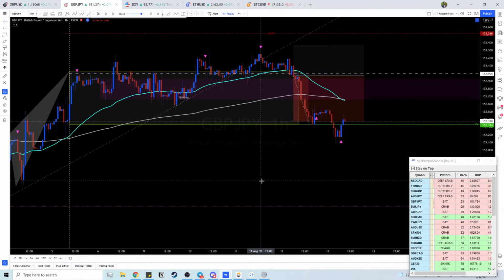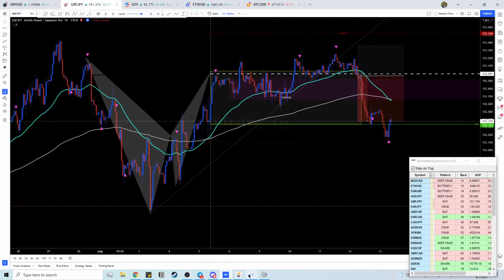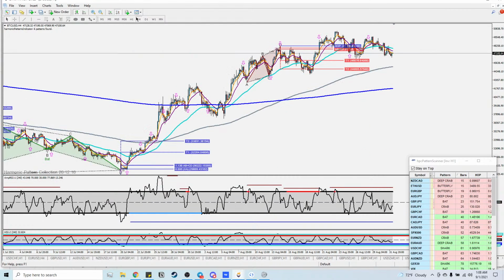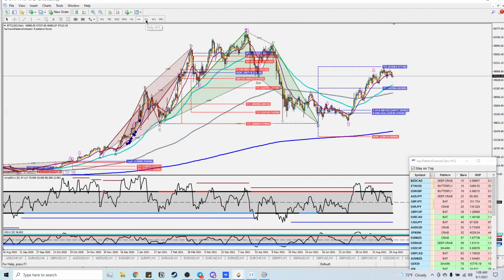And what makes this harmonic pattern so unique is this is just on the hourly time frame. You have harmonic patterns on every time frame, everywhere. This is Bitcoin on the daily right now, and this is how you are able to see certain things.